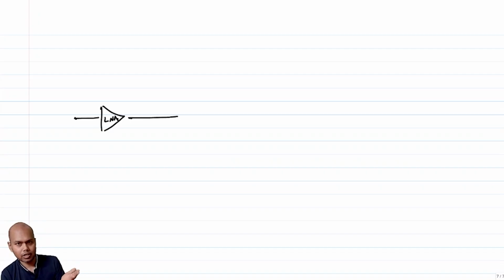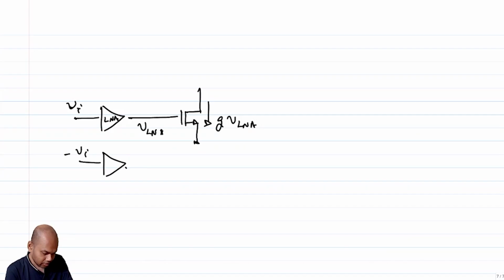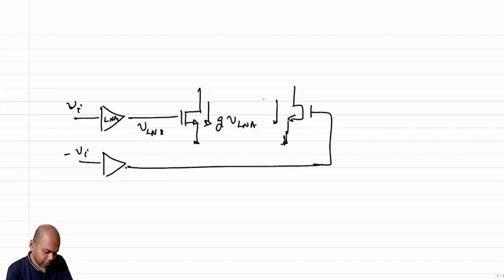Now, what is the simplest voltage control current source that you can think of? It's again a common source amplifier, right? And then this current is, if I call this VLNA, GM times VLNA. Similarly, if this is VI, this is minus VI, then you are going to have a negative VLNA, which you can feed to the other side, and then you have minus GM times VLNA.